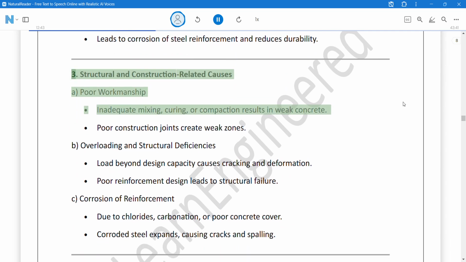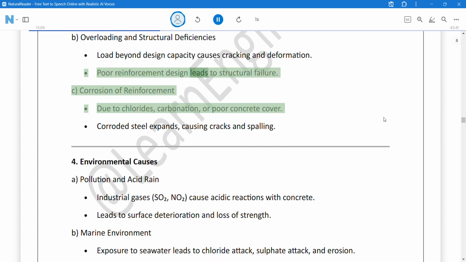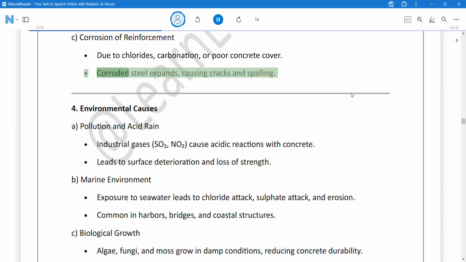3. Structural and construction-related causes. A. Poor workmanship. Inadequate mixing, curing, or compaction results in weak concrete. Poor construction joints create weak zones. B. Overloading and structural deficiencies. Load beyond design capacity causes cracking and deformation. Poor reinforcement design leads to structural failure. C. Corrosion of reinforcement due to chlorides, carbonation, or poor concrete cover. Corroded steel expands, causing cracks and spalling.